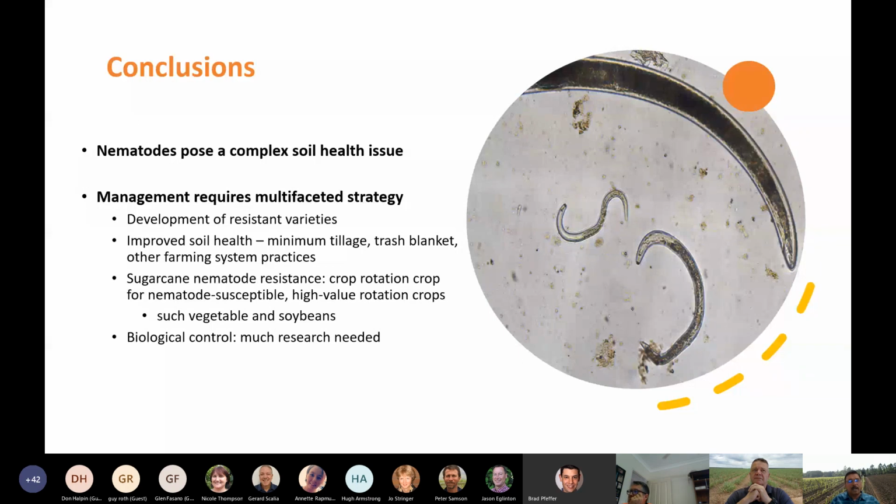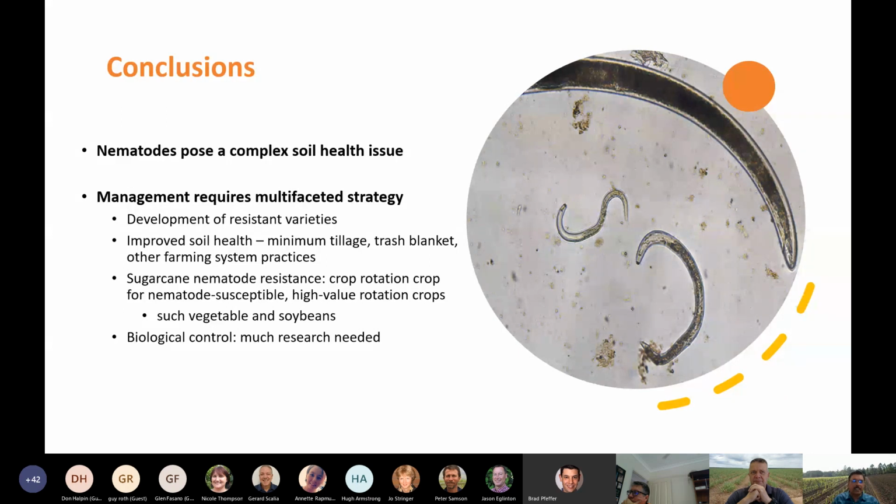So number one, if we can develop a resistant variety, and then use this with improved soil health, then we can actually manage the nematode successfully.